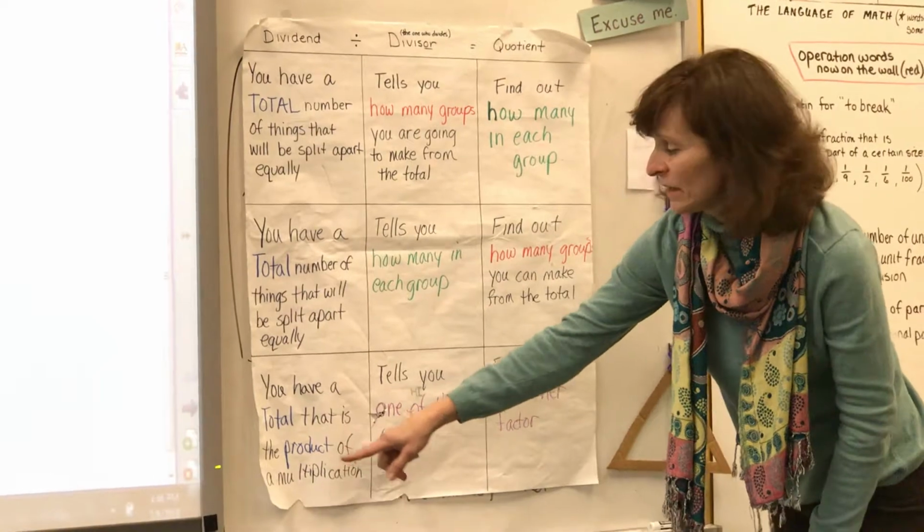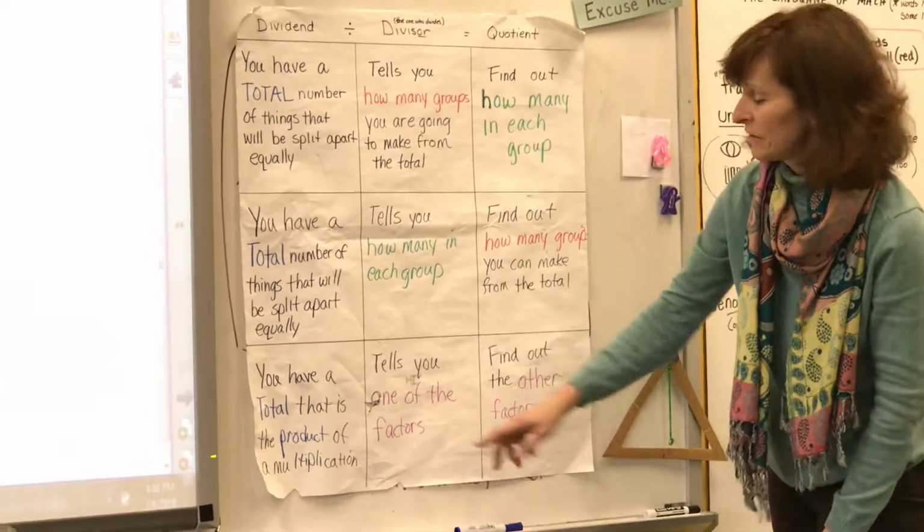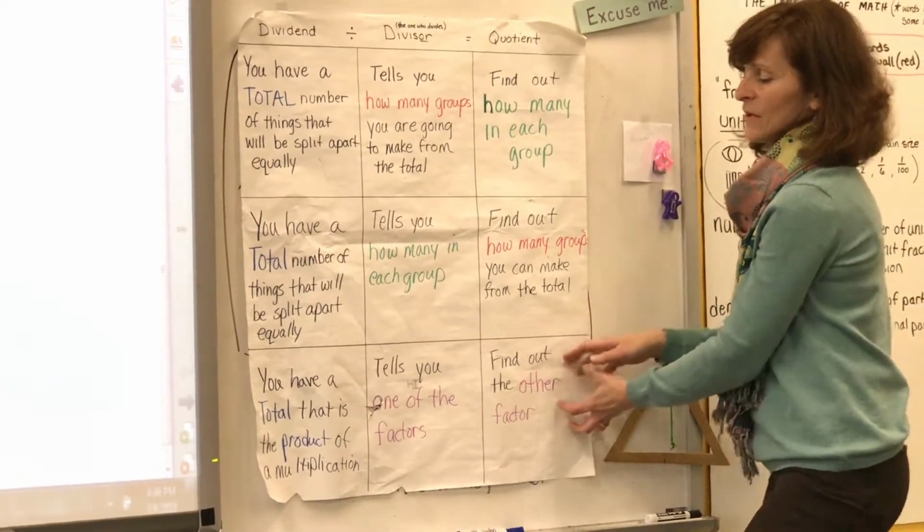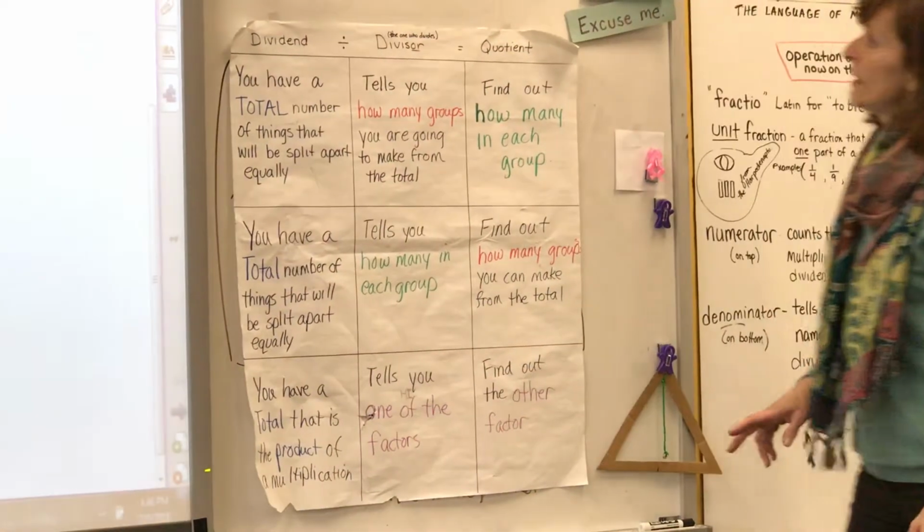And then the last one is thinking of it as the inverse of multiplication. You have a total that's a product of some problem. You know one of the factors, you're looking for the other factor, and that kind of lets them know that finding a quotient is saying what times this is going to equal this.